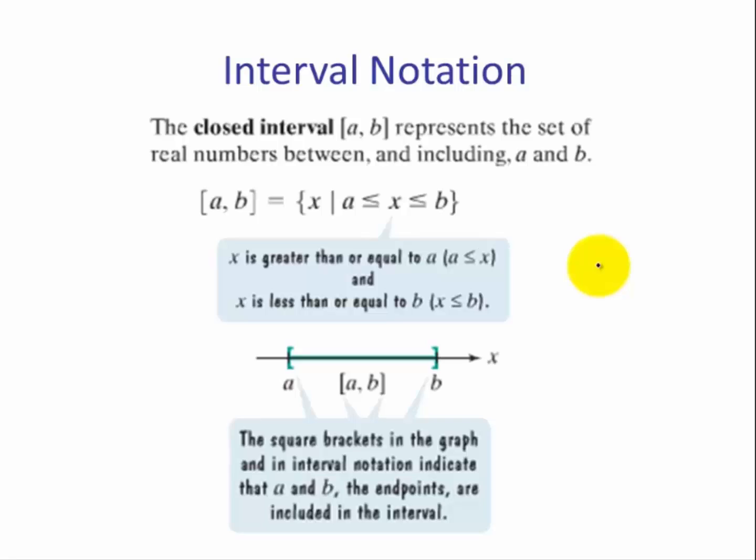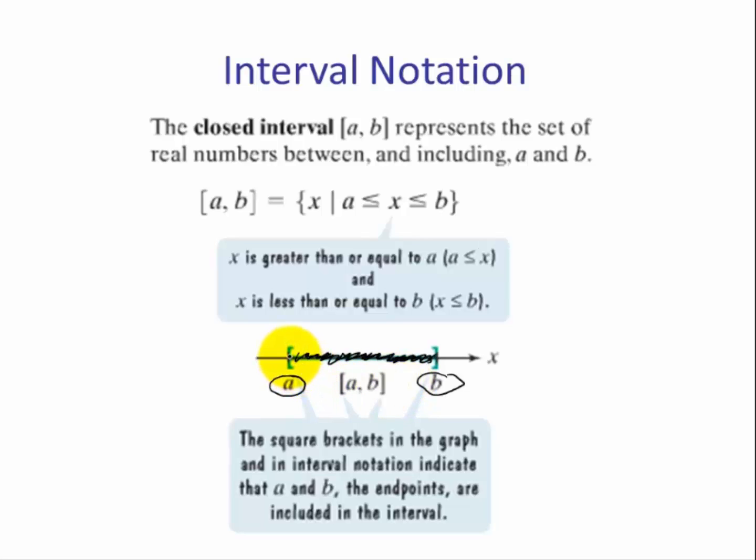A closed interval, if we look at the graph, we're looking between two values, a and b, and we want all numbers in between, but this time it can't equal a and it can't equal b.